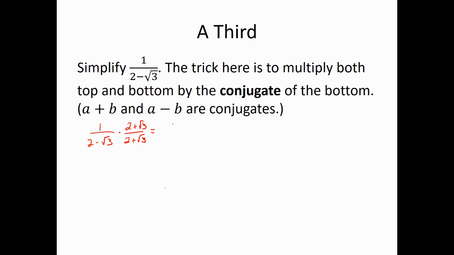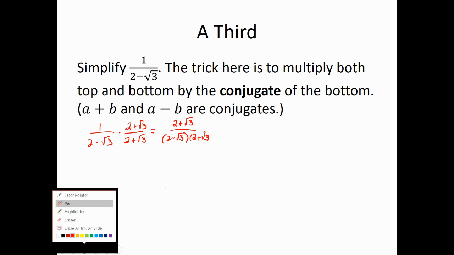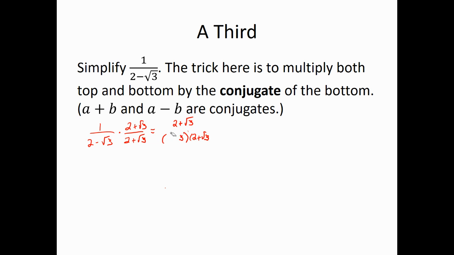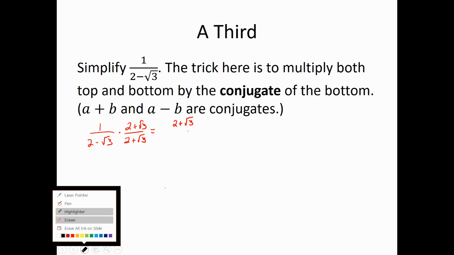Okay, so on the top, we simply have 1 times 2 plus root 3. So I'll simply write that. And on the bottom, I'll go ahead and write as an intermediate step 2 minus root 3 times 2 plus root 3. And all of that is on the bottom. I tell you what, I'll rewrite this so it looks a bit better. All of that is on the bottom. So let us have a longer fraction bar.